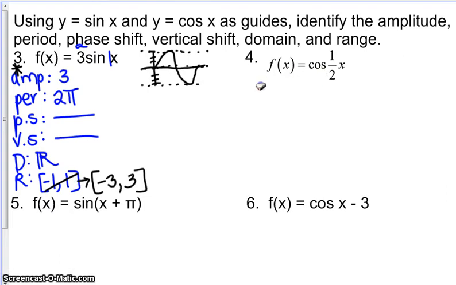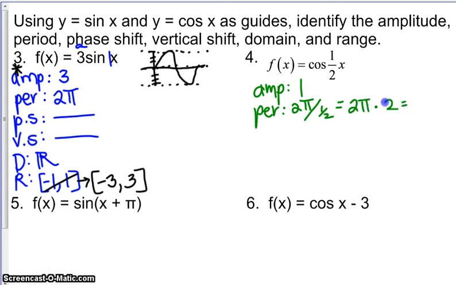All right, for number 4, our amplitude comes from A. A is 1. Our period comes from 2 pi over B. So we would set up 2 pi over, and in this case, our B value is 1/2. We can't leave a fraction within a fraction, so we say 2 pi times the reciprocal, which would be 2 pi times 2 over 1, which gives us 4 pi. Phase shift, there's no parentheses, so we have none, and there's no plus or minus out back, so there's no vertical shift. Our domain for these two functions is all real numbers.